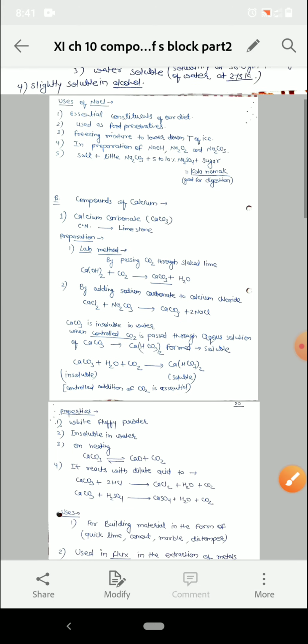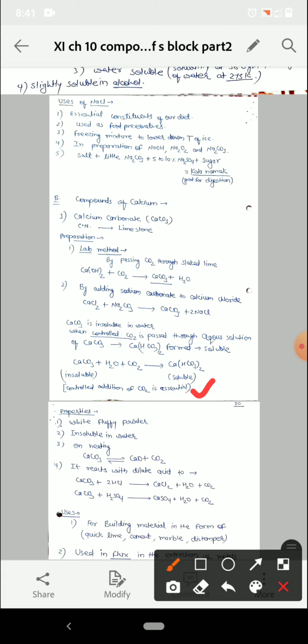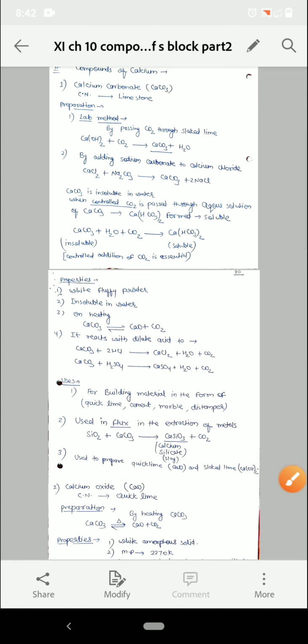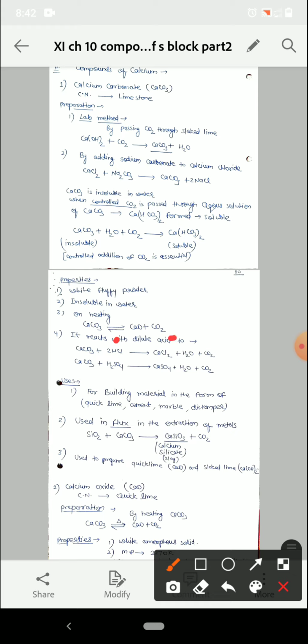Here you have to keep in mind that controlled addition of CO2 is essential. Properties: white fluffy powder, insoluble in water. On heating, it will decompose into CaO and liberate CO2 gas. It reacts with dilute acid too. When CaCO3 reacts with dilute HCl, it will form CaCl2, H2O and CO2. When it reacts with H2SO4, it will form calcium sulfate, H2O and CO2. So there are two kinds of products formed with acids. When we add HCl, it gives CaCl2, calcium chloride. When we add H2SO4, it forms calcium sulfate.